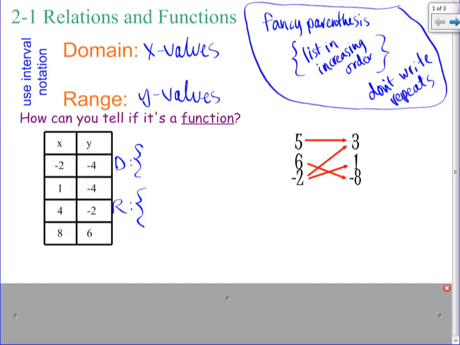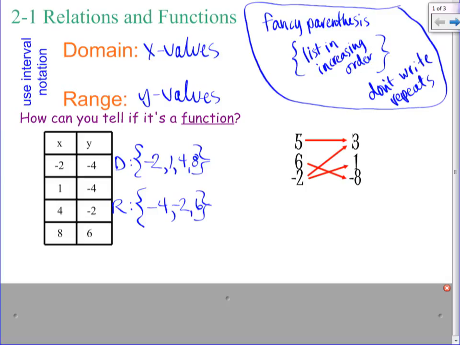Okay, so the domain again are the x values. We need to write them in an increasing order, and we don't want to write down repeats if there are any. Okay, so it looks like they currently are in increasing order. So we've got -2, 1, 4, and 8. I'm going to ask you to do that on the test. On the y values, we need to write them in increasing order and don't write repeats. We write the number, but we don't write a -4 again because we've already listed that that's in the range. So that's from a table.